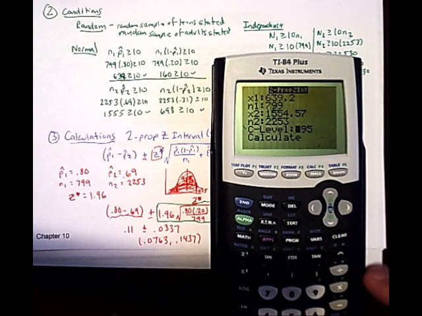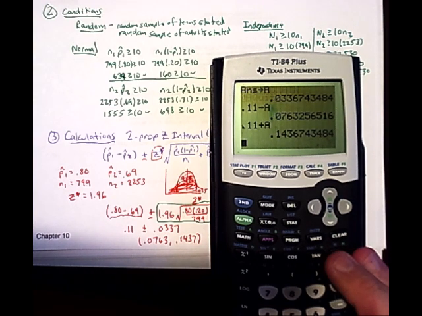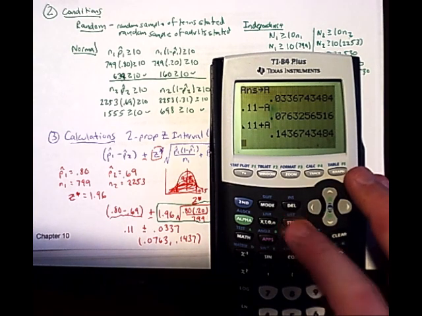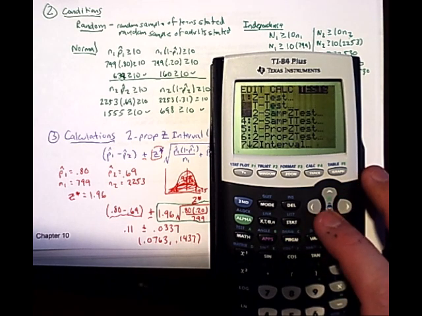We want to have 95% confidence and calculate. It gave me an error. I knew it would. So here's how we've got to fix it real quick. Stat, test. It won't let me use the decimals for counts. So go back down to B.